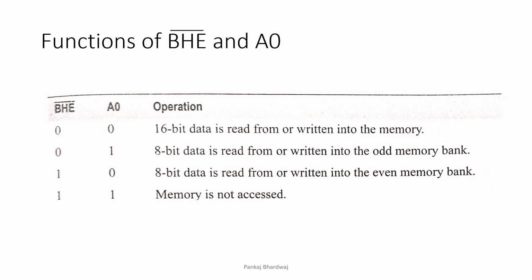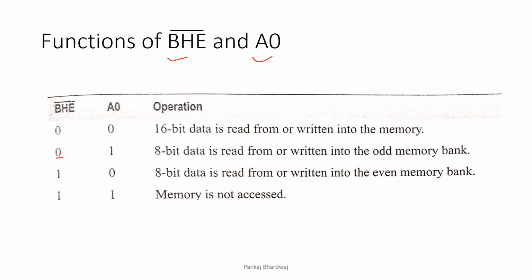Here the role of BHE bar and A0 bar is very important, because BHE bar is bus high enable, an active low signal, and A0, the address bus A0, will be used to access the 16-bit data or 8-bit data from the even bank or from the odd bank, depending on the values of BHE and A0. So if BHE and A0 both are 0, that means we are accessing 16 bits of data from both the memories, the even bank as well as the odd bank.